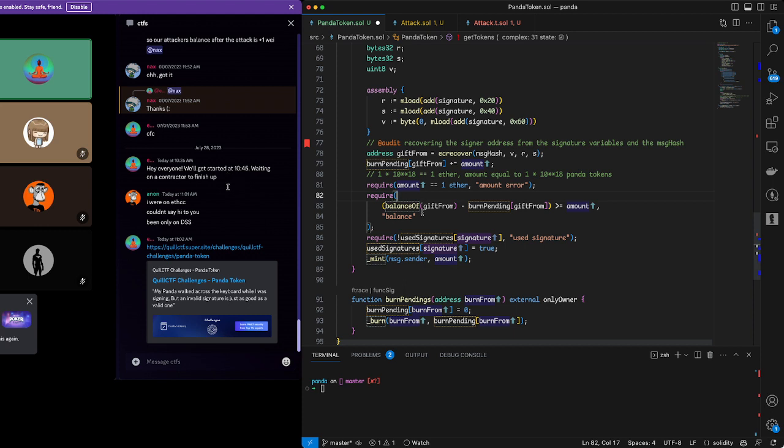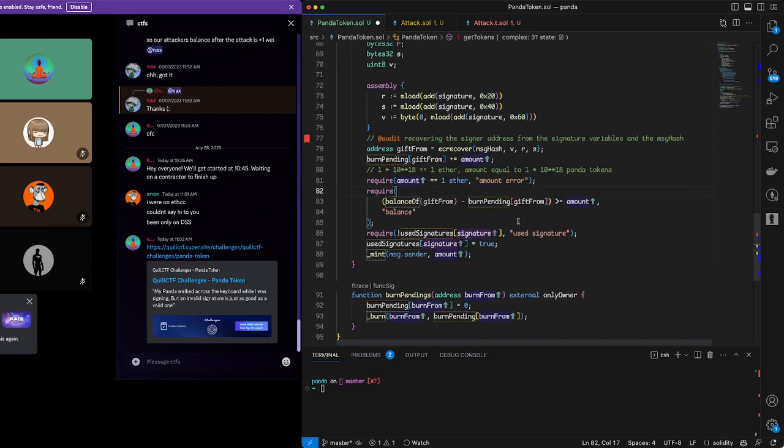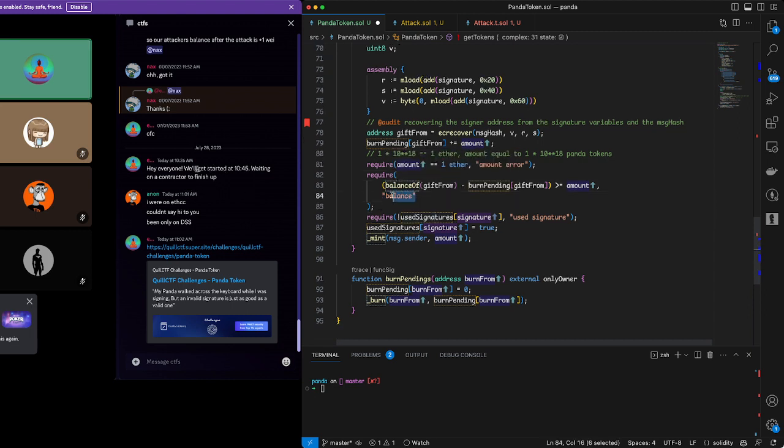This line here requires that the balance of the individual sending gift from, that's the individual who is sending the funds, minus burn pending of that sender. So it's basically saying ensure that the balance minus the amount that they've committed to send is greater than or equal to the amount that is trying to be sent or received by calling get tokens. If not, then we get an error of balance. It's not the most helpful error message, but if you see balance when we're going through this, it's because this require statement is throwing.